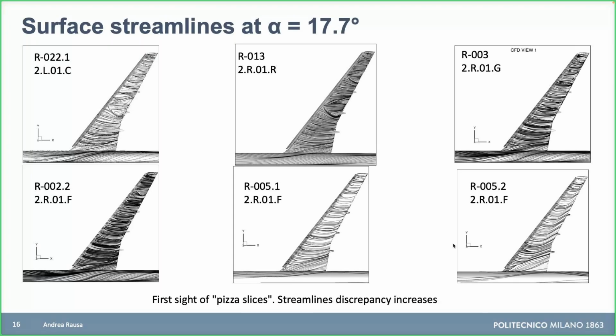If we go to 17.7, it's where the fun starts, because we have pizza slices. These pizza slices really change among the solvers and create different solutions, because pizza slices mean that the flow separated, so we have a drop in the CL. Being able to predict these pizza slices means that we are able to predict CL max. And for reference, experiments don't have these kinds of pizza slices. So all the solvers in this case have these pizza slices that are not in the experiments.